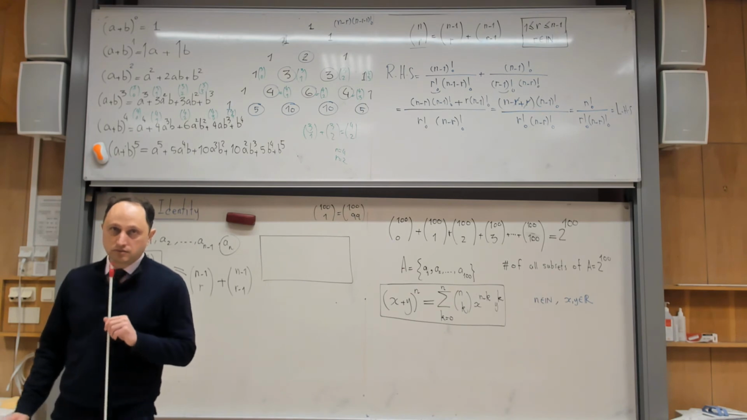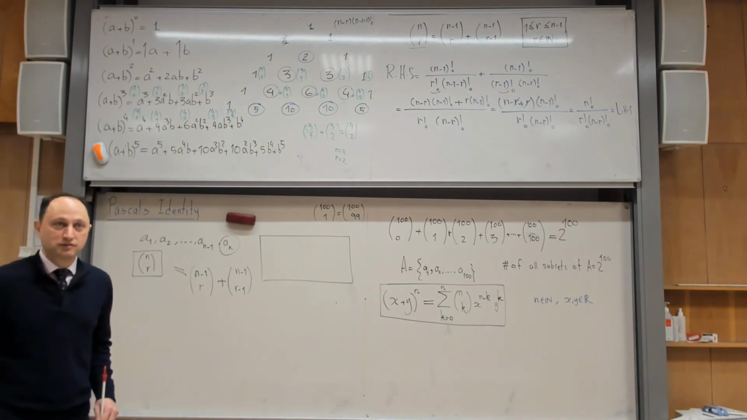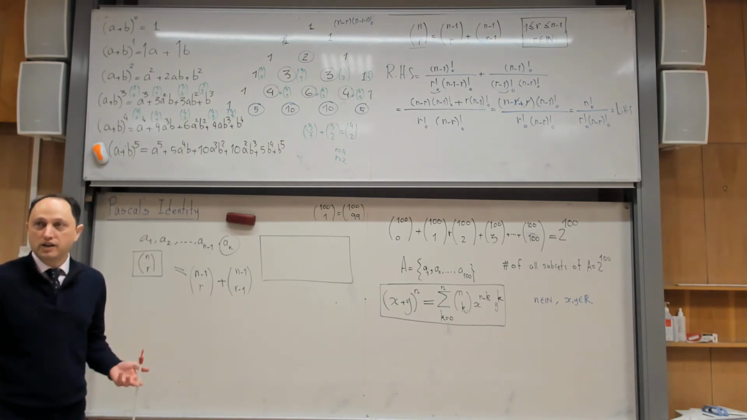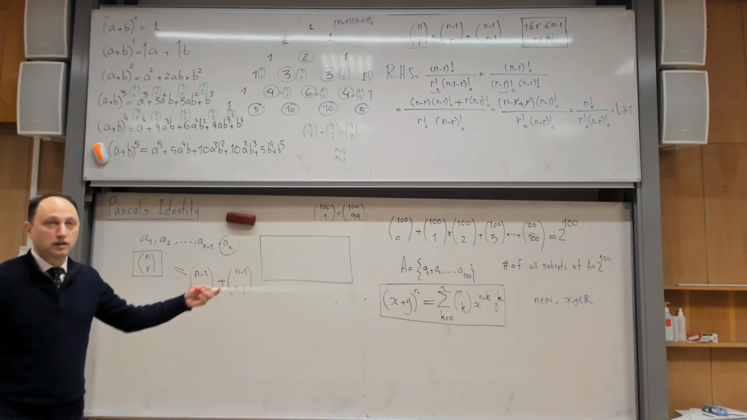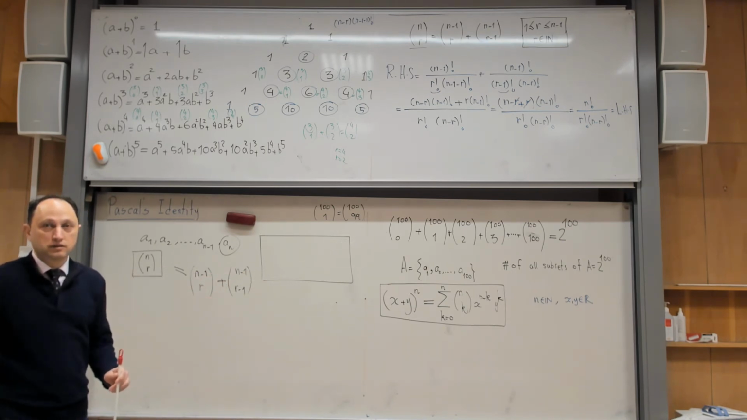That's it. And that's very, very easy to guess now. Which choices of x and y and n will give rise to this equality? Yes? n must be 100, and x and y must be 1.